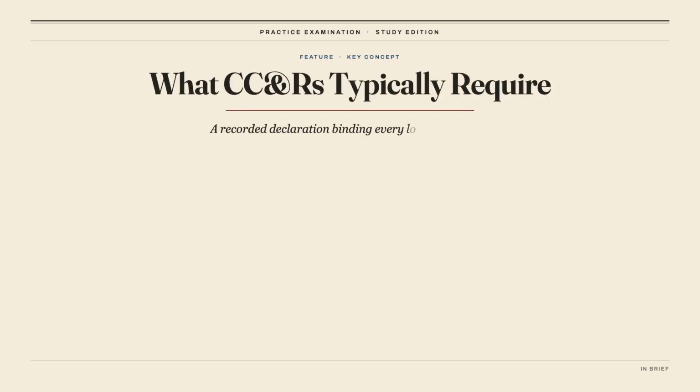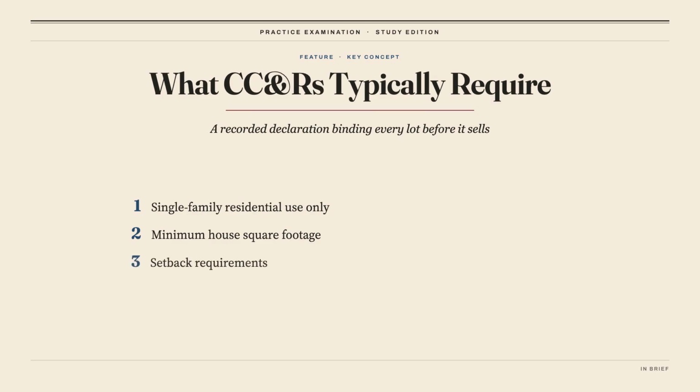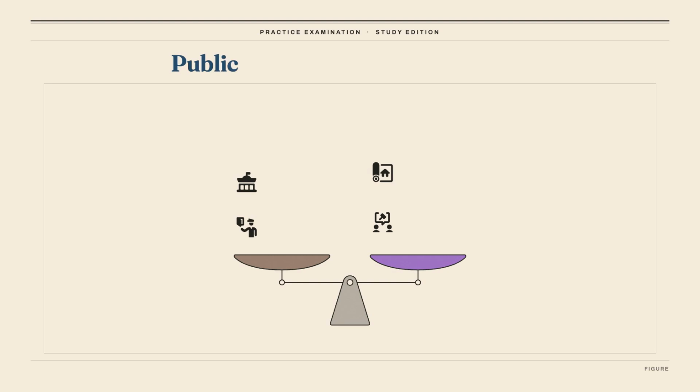A developer platting a subdivision records a declaration that binds every lot. The terms typically limit lots to single-family residential use, set a minimum square footage, impose setbacks, and route changes through an architectural review committee. Because it's recorded before the lot sale, every purchaser takes with notice and takes subject to it.